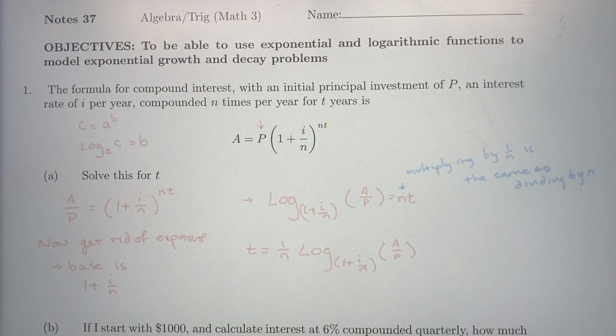So we're going to solve for t. We're going to deal with this formula again in the next set of notes, seeing where it came from. But basically, n is how many times per year you actually calculate the interest. T is the number of years.